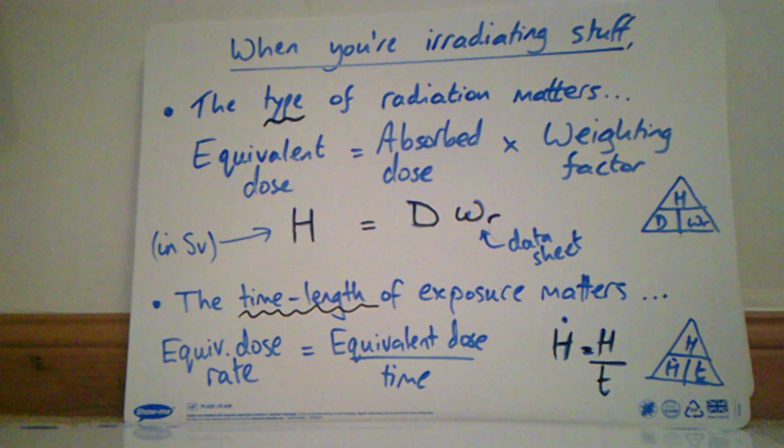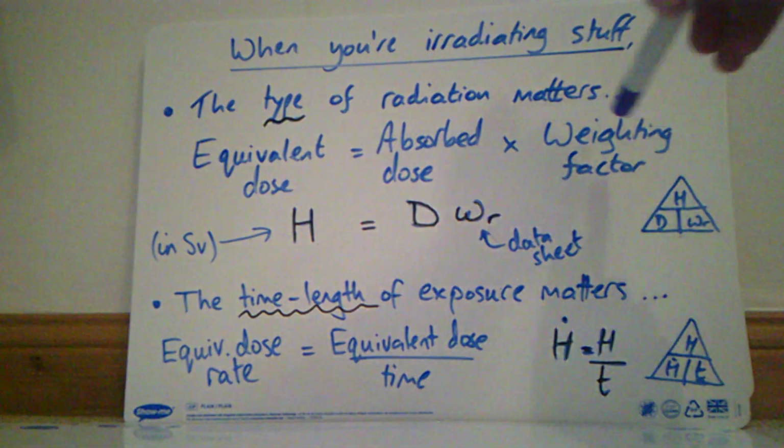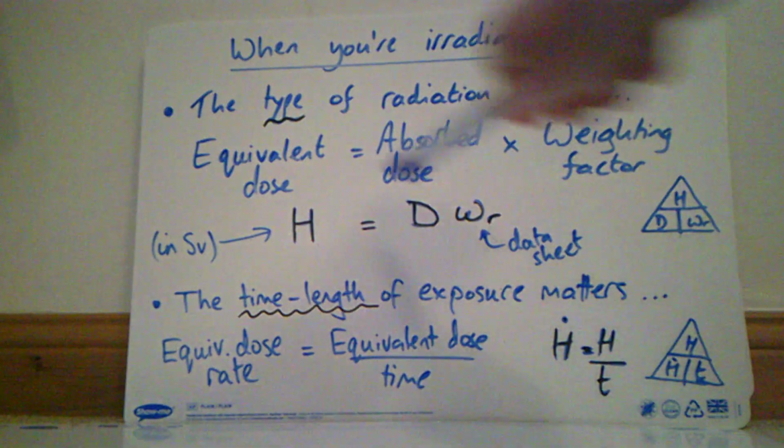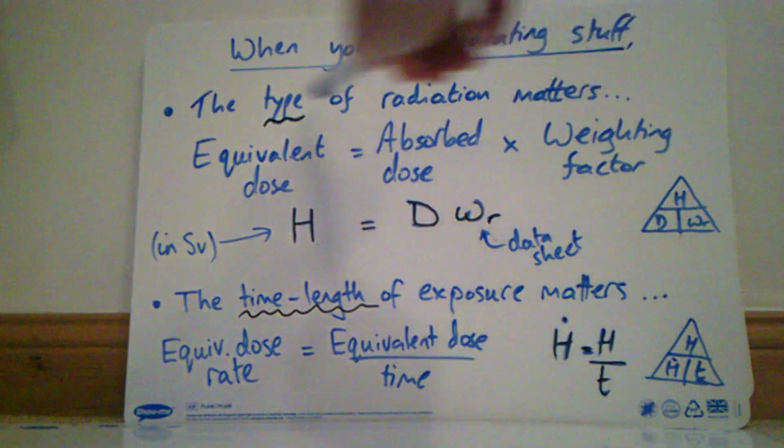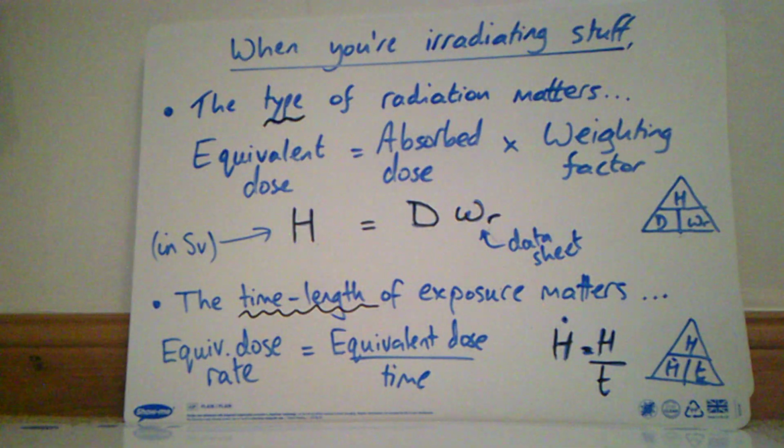That weighting factor depends on the type of radiation, because different radiations ionize to different degrees because they've got different amounts of charge, and so they penetrate to different depths, and so they have different danger factors, weighting factors on the data sheet. So H equals D times W subscript R. If you want the triangle, there's the triangle. Okay, so this is the next level of sophistication in terms of the dose formula.